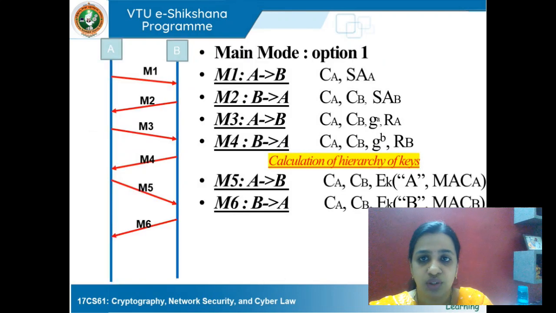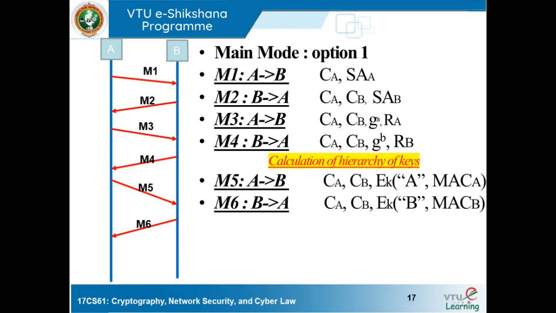Now let's have a look at the main mode and option 1 within this particular main mode. The 6 messages exchanged between A and B can be viewed as M1, which is shared from A to B, M2 B to A, M3 A to B, M4 B to A, M5 A to B, and again M6 is a reply from B to A. Now let's see what exactly each of these messages refer to.